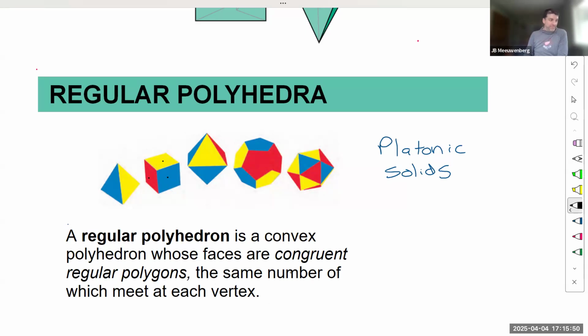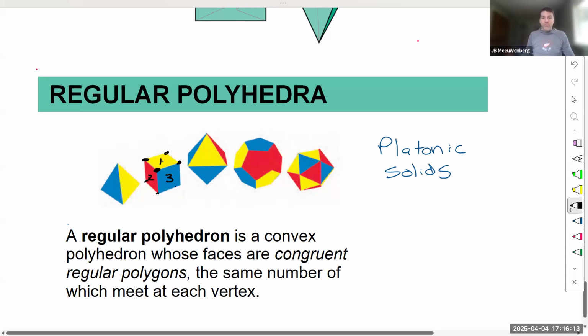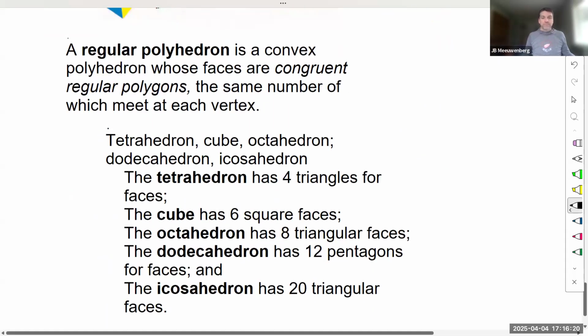And there are the same number of polygons which meet at each vertex, meaning at that vertex, there are 1, 2, 3 polygons that meet at that vertex. And that's going to be the same for every vertex on that cube. The same applies for all of those. And the ancient Greeks proved that there are only 5 of those that exist. And these have names. So let me introduce you to those names.